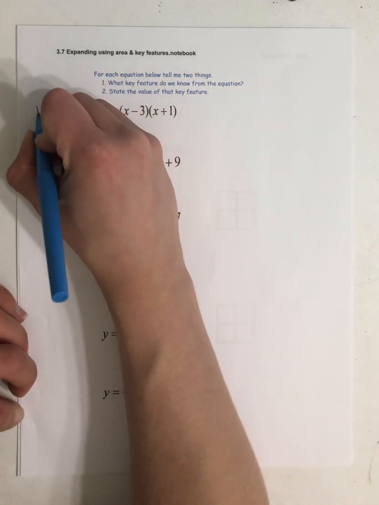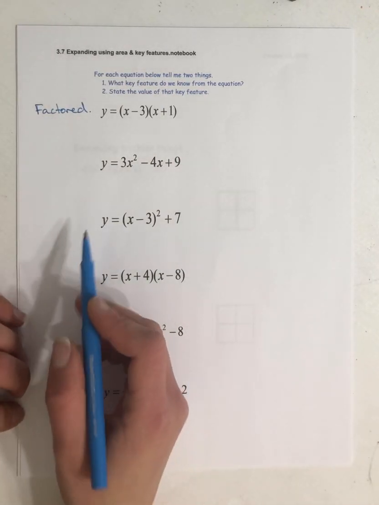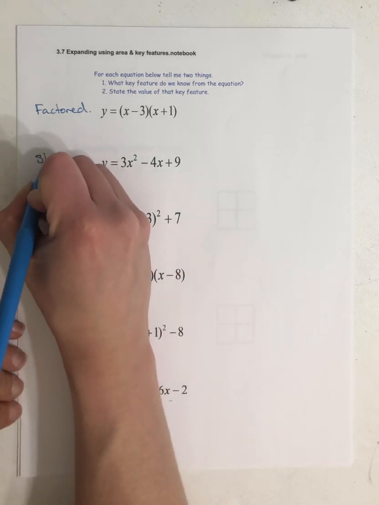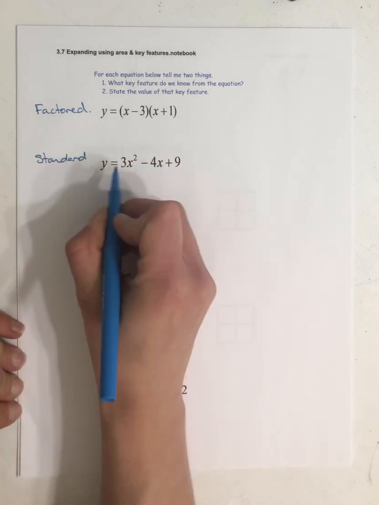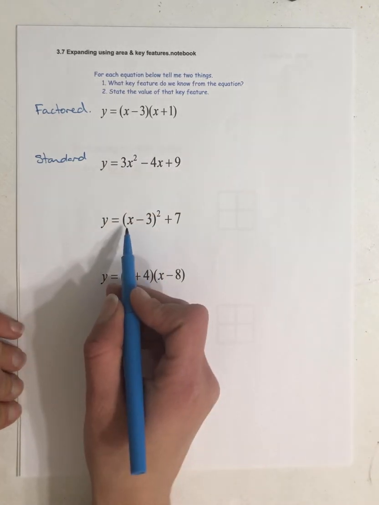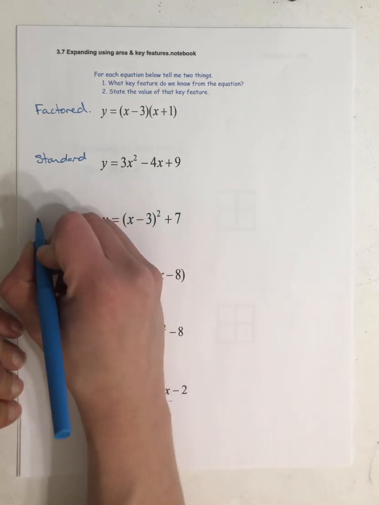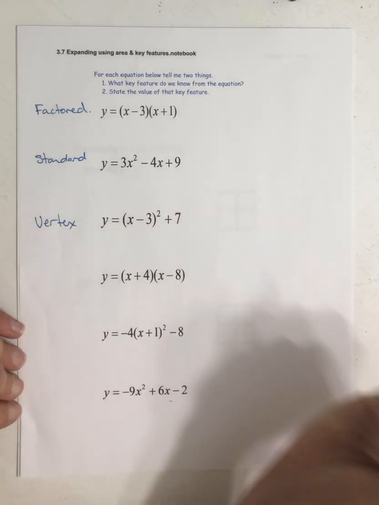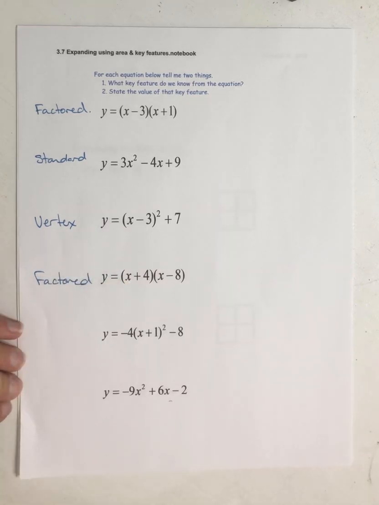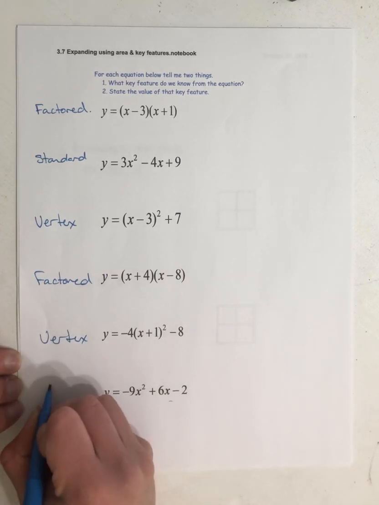Okay, so we're going to take a look at this one, and because there are two brackets, this one is factored form. Then we will go to the next one, so we're just going to name them all first. This one is standard form, because it has an x squared, an x, and a plain number. And then we'll go to the next one. This one would be vertex form, because there's a bracket and a squared. Then we will go back to factored form because there are two brackets, so on and so forth, vertex and standard.